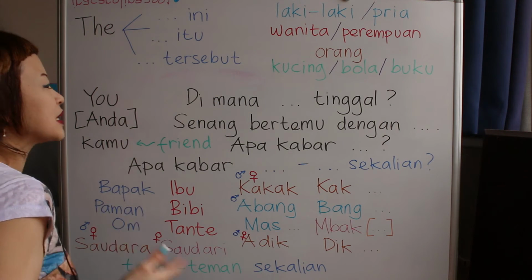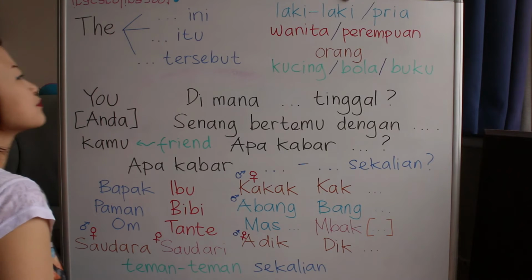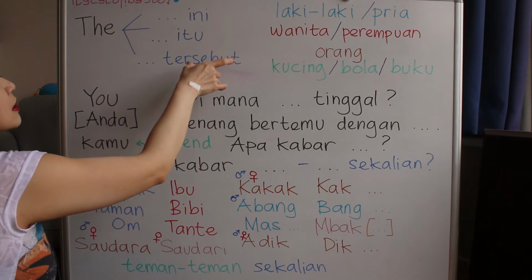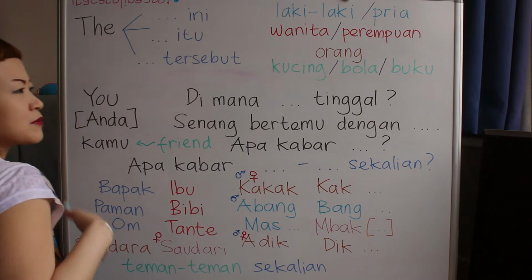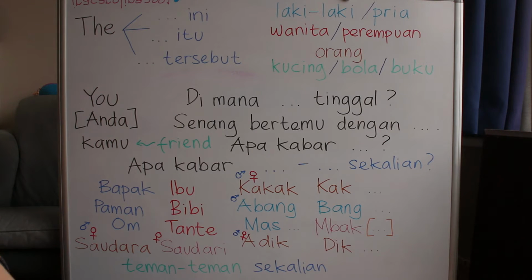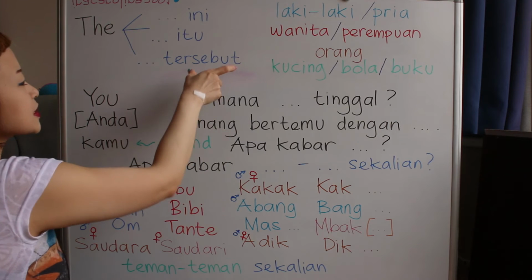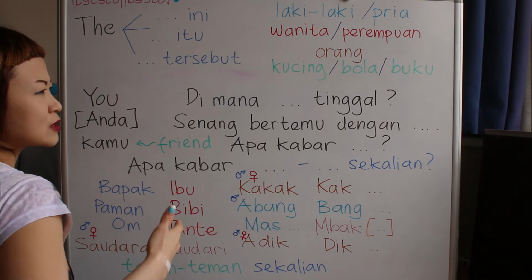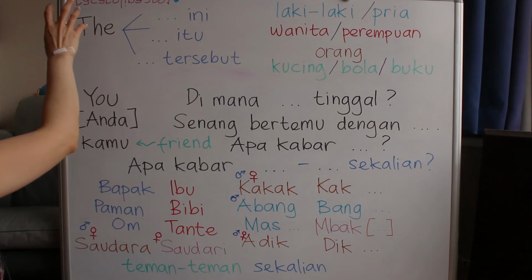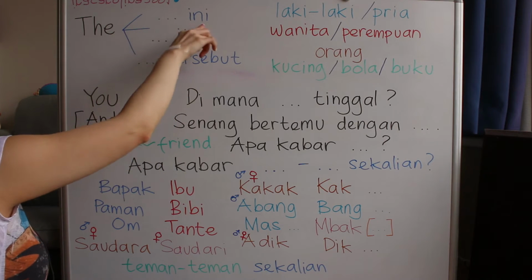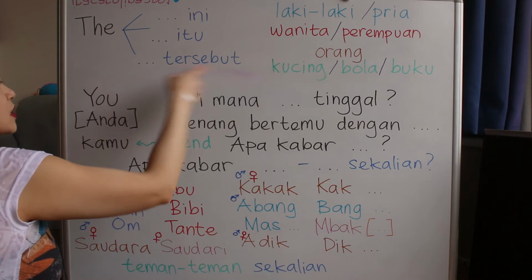Sebut is being told or being talked about or what has been said. Tersebut means has already been said before. Ter is, let's say, already. And sebut has been said or has been told or talked about before. That's why we use "the" with this formation. You can use it with ini or itu, or if you want to make it really formal, tersebut.